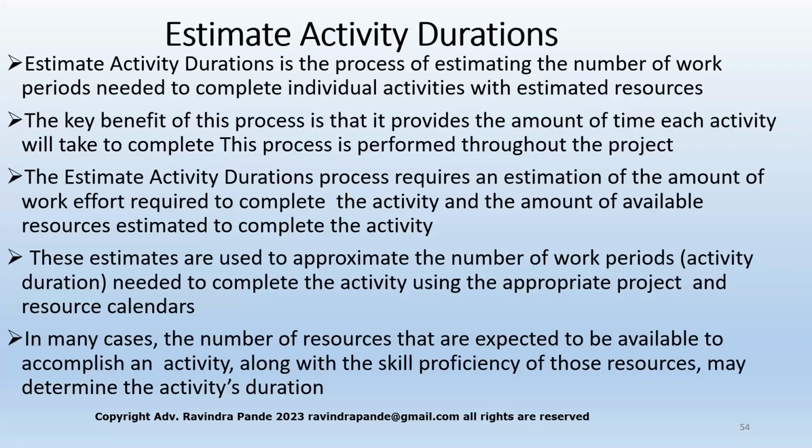Now let's try to understand how we do it practically. That's the best practices thumb rule given by the PMI PMBOK. Now let's try to understand how you estimate activity duration. Estimate activity duration is the process of estimating the number of work periods. So a work period can be seconds, minutes, hours, days needed to complete the individual activities with the estimated resource.